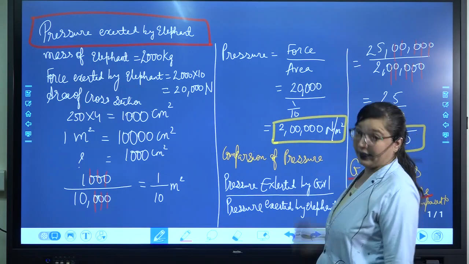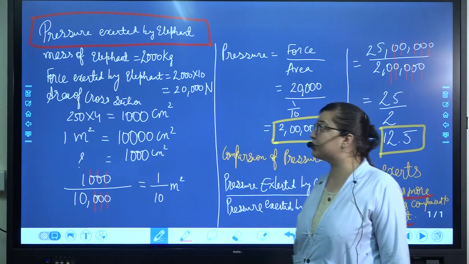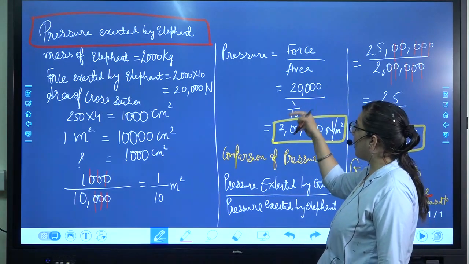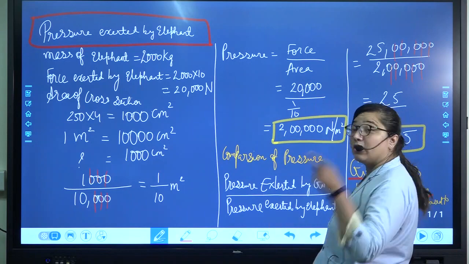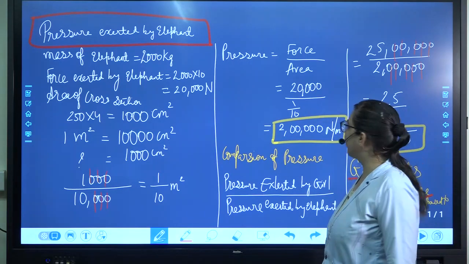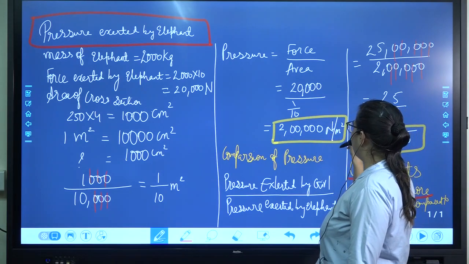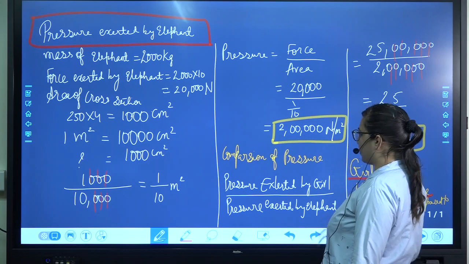What is the pressure now? Force upon area. What is the force? It's 20,000 Newton. What is the area? 1 by 10. Denominator is denominator. Where will it go? Into the numerator. So you are having 2 lakh Newton per meter square.